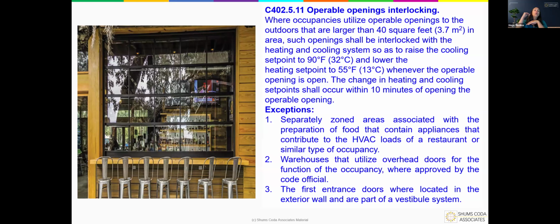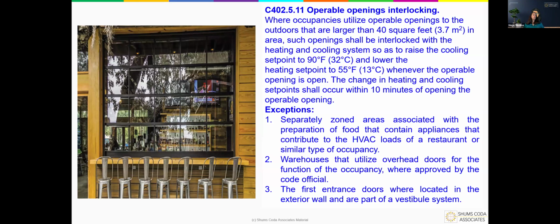You will change your cooling set point and move it to 90 degrees. And if you happen to have it open because it's cold outside, then you can only heat that structure to 55 degrees.